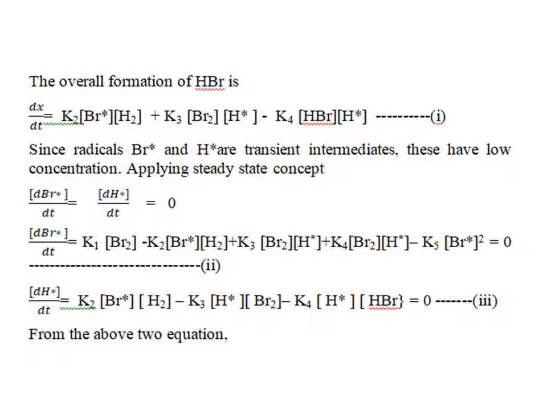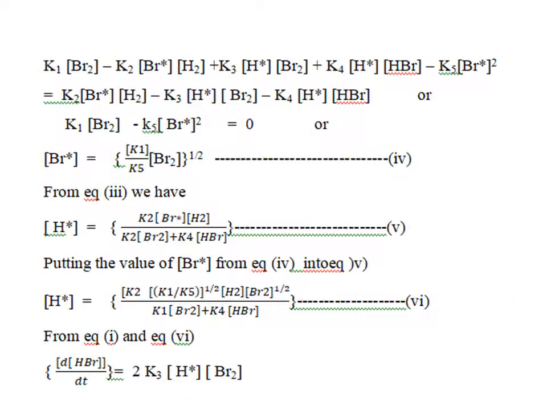Now from the above two equations, k1[Br2] minus k2[Br*][H2] concentration plus k3[H*][Br2] concentration plus k4[H*][HBr] concentration minus k5[Br*]², that is equal to k2 into concentration of bromine radical into concentration of hydrogen minus k3 into concentration of [H*] into concentration of [Br2] minus k4[H*] concentration into [HBr].